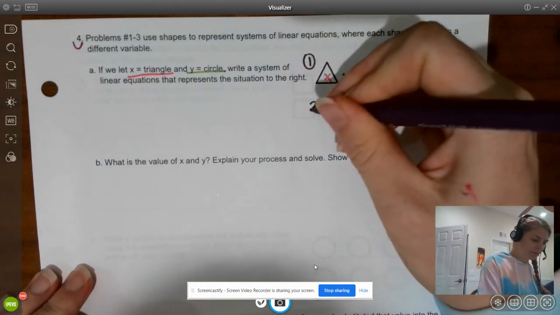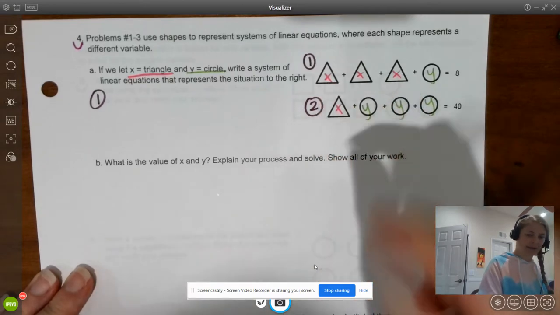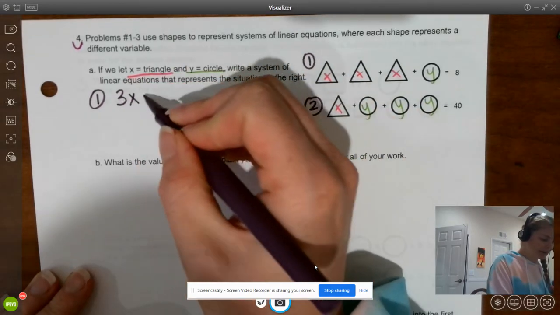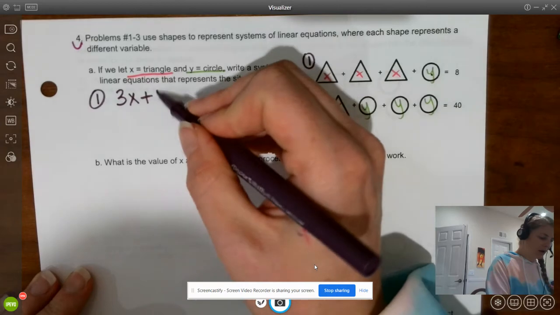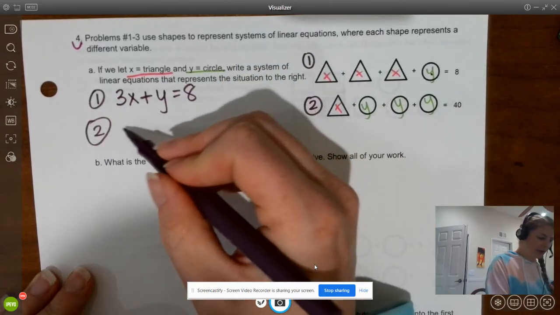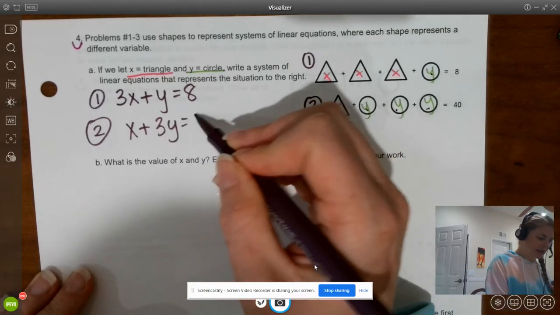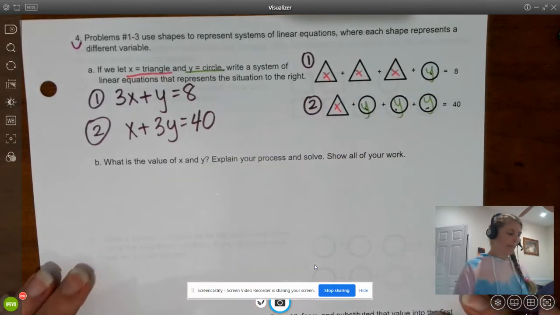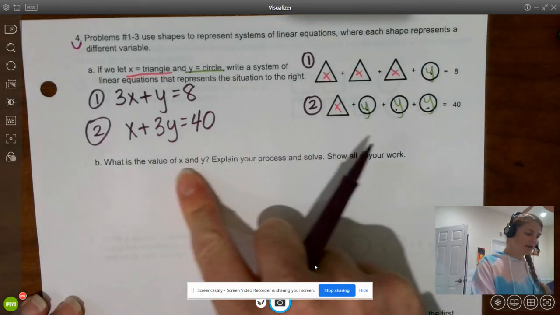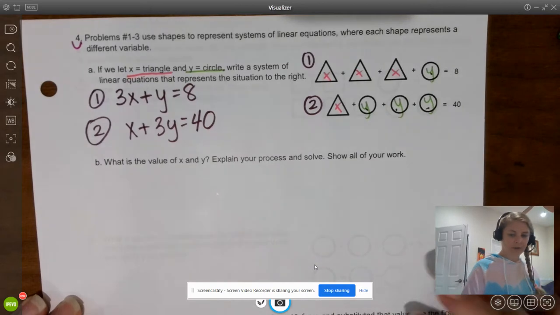Okay, so I'm going to label these 1 and 2. And if I look at 1, if I have x plus x plus x, that gets me 3 x's. And if I have 1y, that is equal to 8. And in equation 2, I have 1x, and then I have 3y's is equal to 40. Now, the next part says, what is the value of x and y? Explain your process and solve and show all your work.